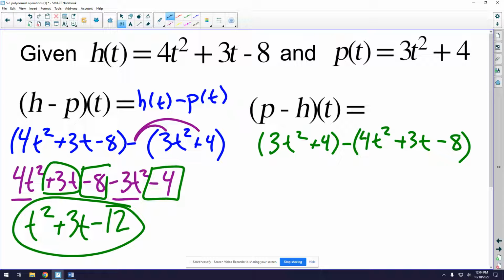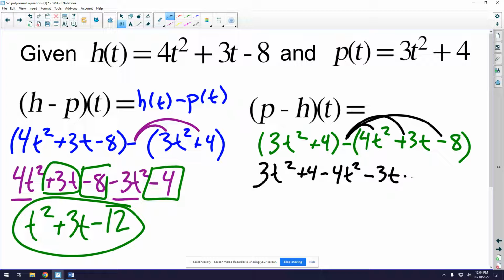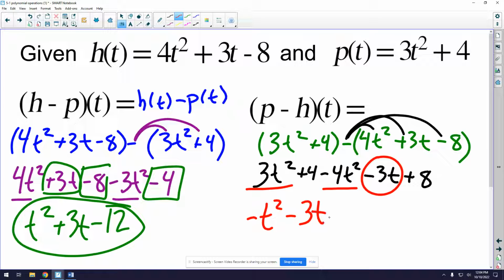Once again, that first set of parentheses has a positive 1 in front. It's not going to change anything. But the second set, I'm going to distribute the negative to all the terms, to get minus 4t squared minus 3t plus 8. And then combine like terms. 3t squared minus 4t squared is negative t squared, or negative 1t squared. I have a minus 3t with no like terms. And then I have a plus 4 and a plus 8, which is a plus 12.